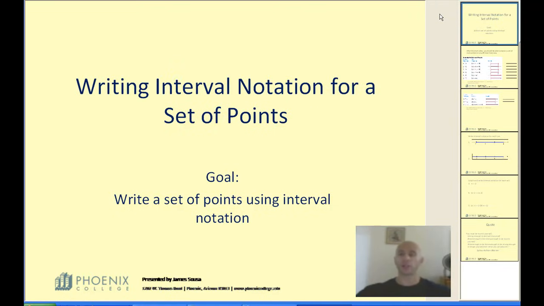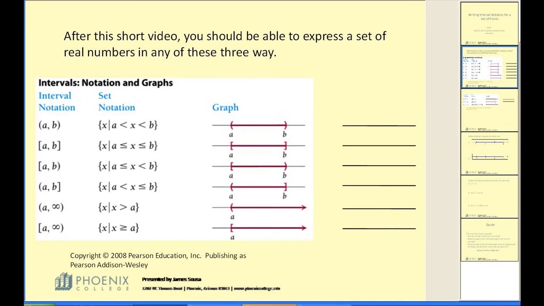Writing interval notation. Our goal today is to write sets of points using interval notation. We've already written sets of points by using graphs and inequalities, but today we want to learn how to do it using something called interval notation. And once you learn it, I think you'll like it.